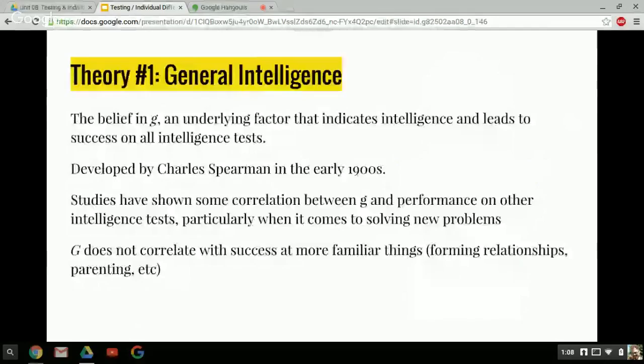You guys will remember the concept of factor analysis from our personality unit. This was sorting a whole lot of different traits and finding which ones are closely related to each other and which ones are not.